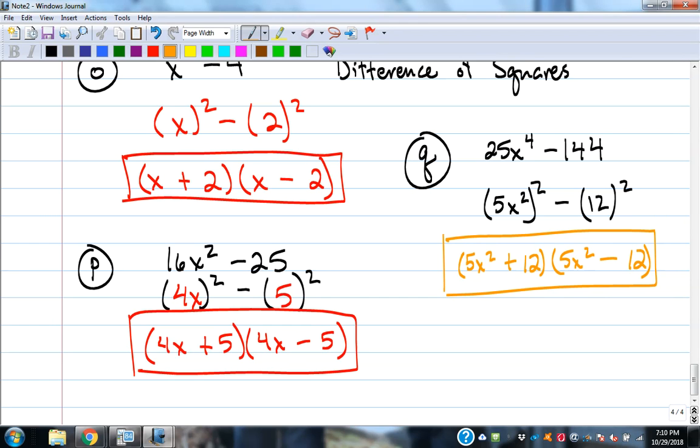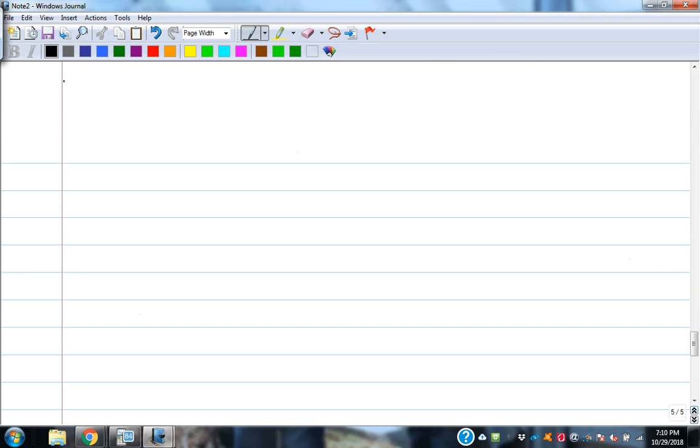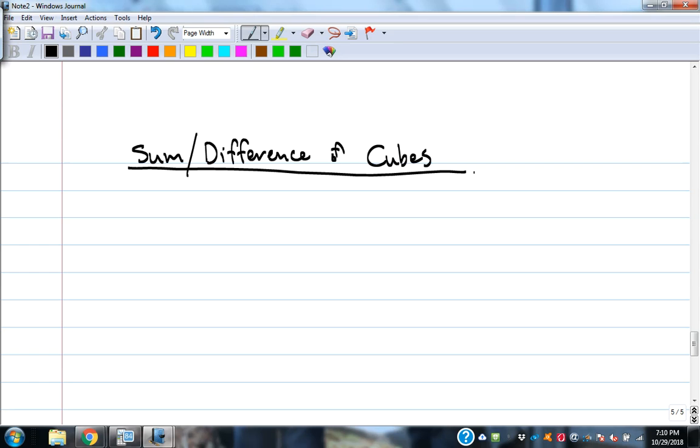Okay, that's when there's two terms. Okay, now let's look at the other option when there's two terms. The other option when there's two terms is a sum or difference of cubes. Sums and differences of cubes is also a memorized pattern.